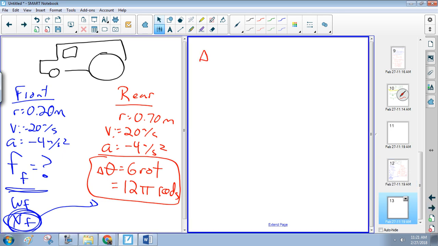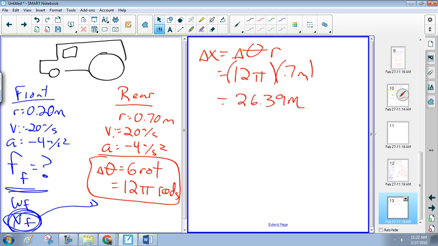So our displacement is, I can just use a jumper. It's delta theta times r, right? So 12 pi radians times the radius, 0.7 meters. If you multiply that, it gives you a number which is 26.39 meters.